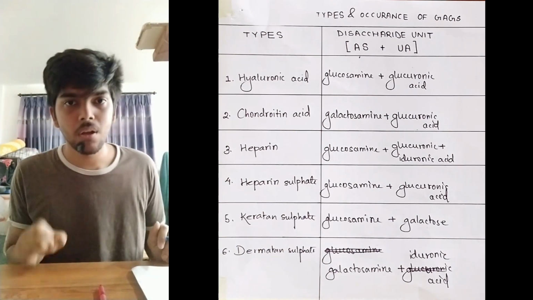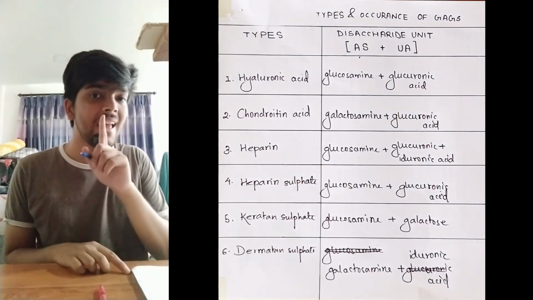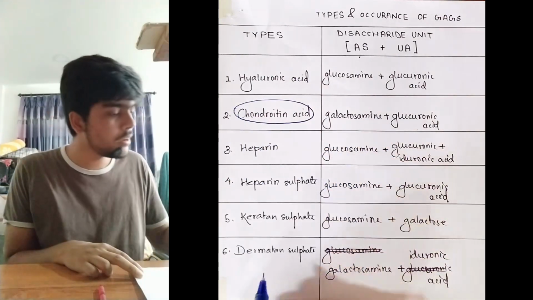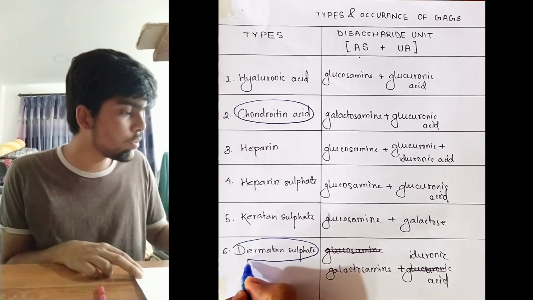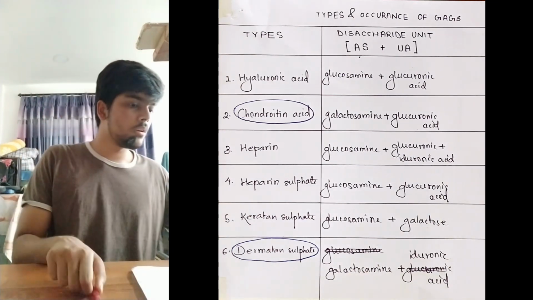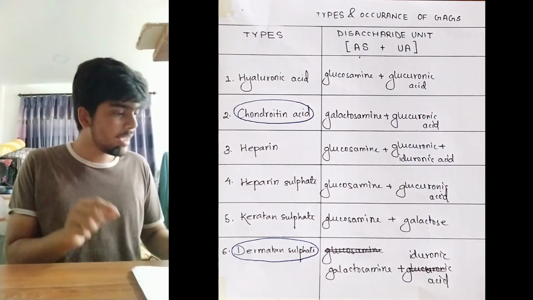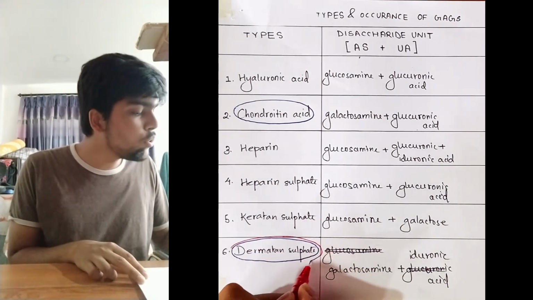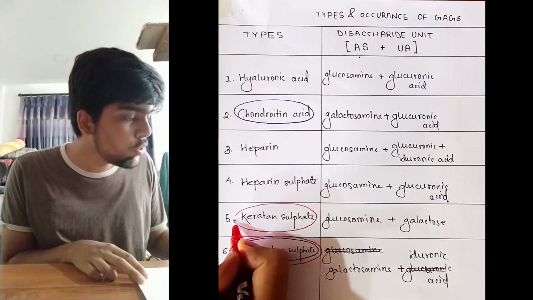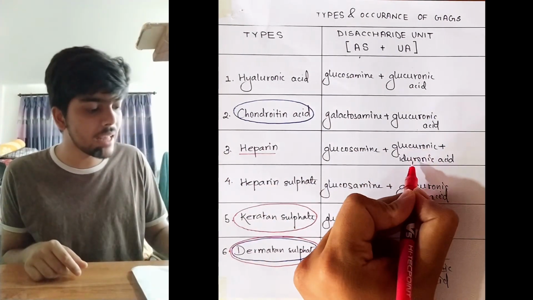However, there are exceptions to it. What are the exceptions? All of them contain glucosamine as amino sugar except chondroitin acid and dermatan sulfate, which contain galactosamine instead of glucosamine. Almost all of them contain glucuronic acid as uronic acid except dermatan sulfate, which contains iduronic acid instead of glucuronic acid, and keratin sulfate, which does not contain uronic acid. It contains galactose instead. And then there's heparin, which contains both glucuronic acid and iduronic acid.